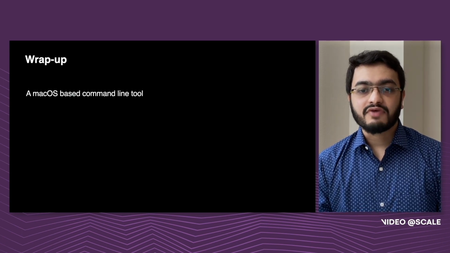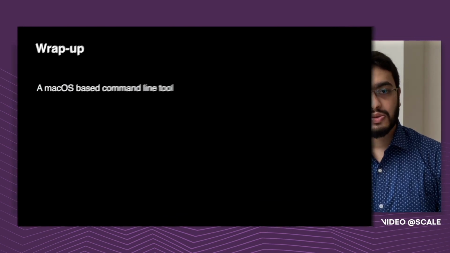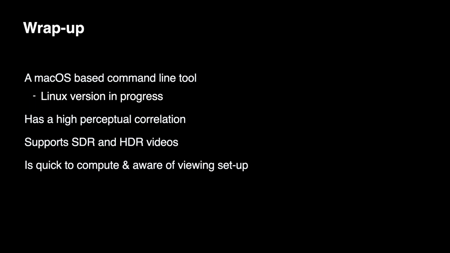To wrap up, here are a few important things that we want you to take away from this talk. AVQT is currently made available as a macOS command line tool, and we are currently working on a Linux-based tool. Please contact us if this is something you are interested in. Next, AVQT has a high perceptual correlation and reports around 90% correlation on publicly available datasets. It also supports both SDR and HDR videos. As we showed, AVQT is extremely quick to compute with speeds over 170 frames per second for 1080p videos. It can also take viewing distance and display resolution into account when predicting video quality trends.